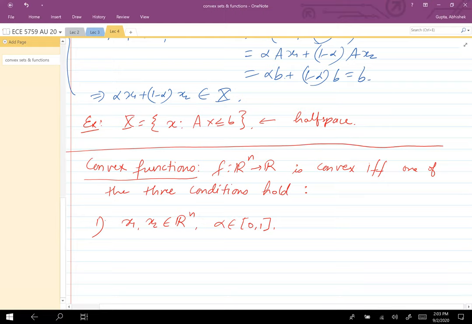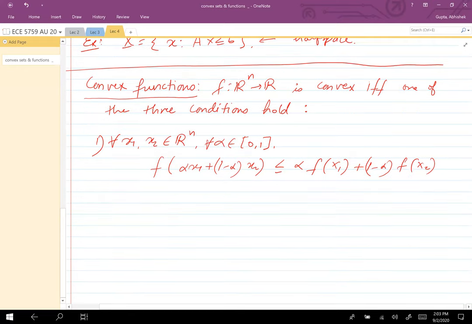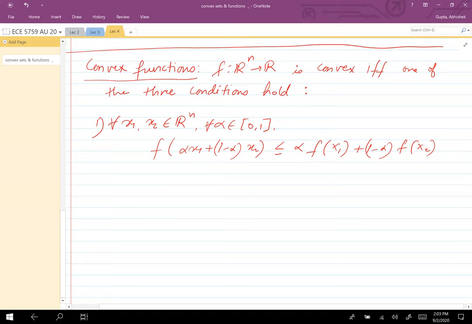So for every x1, x2 in Rn, for every alpha in 0, 1, f of alpha x1 plus 1 minus alpha x2 is less than or equal to alpha f(x1) plus 1 minus alpha f(x2). And so this is a mathematical definition, and what your colleague just mentioned is a visual description of what a convex function looks like. So let's look at the visual description. So this is my Rn, y-axis is my f(x), and a convex function looks something like this.